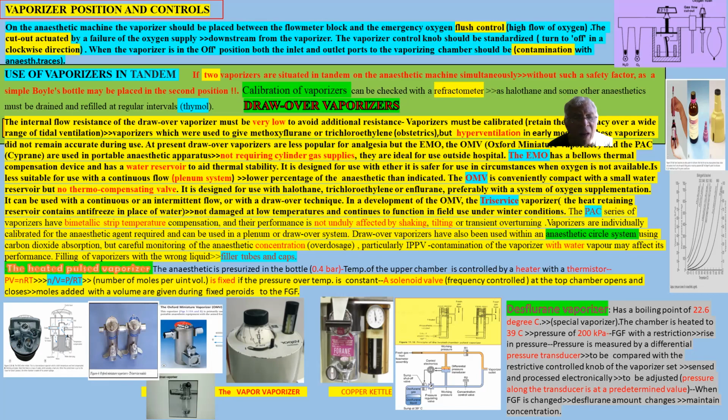These are the figures of the Epstein-Macintosh-Oxford vaporizer. First of all, on the left, we have the tri-surface system vaporizer, and then we have the Oxford miniature vaporizer, and then lastly we have the manual control.